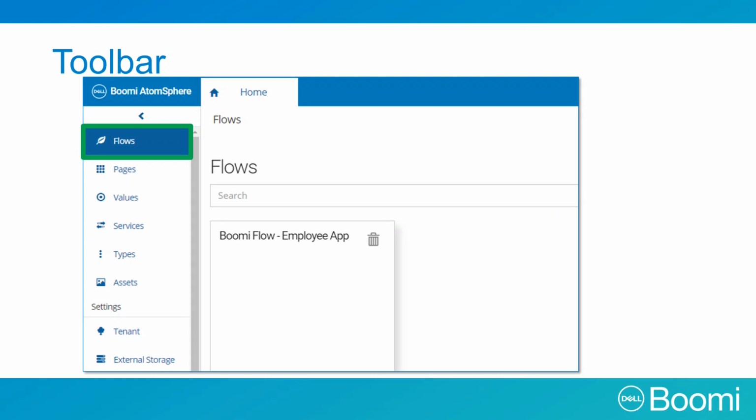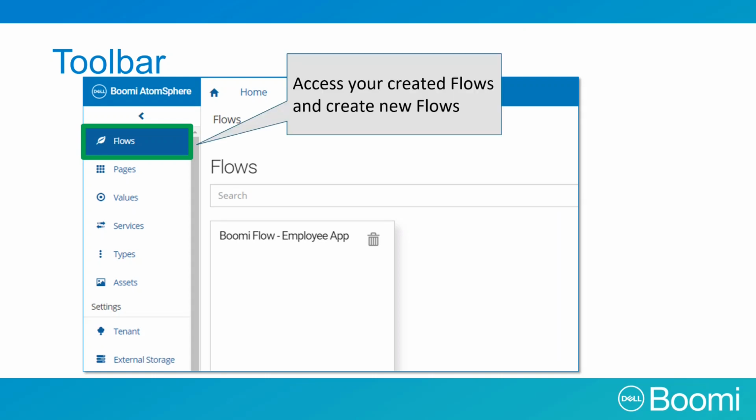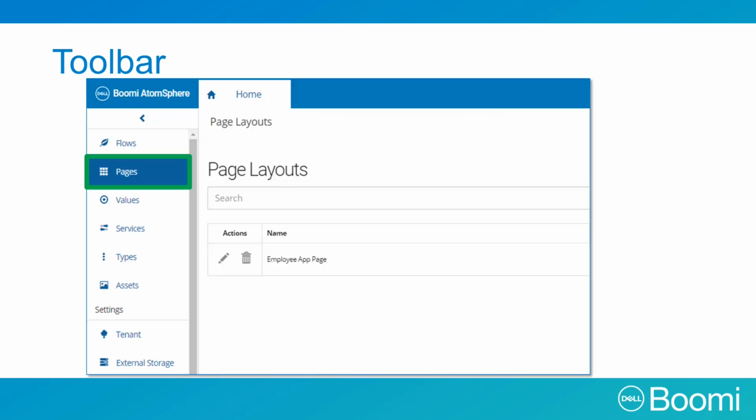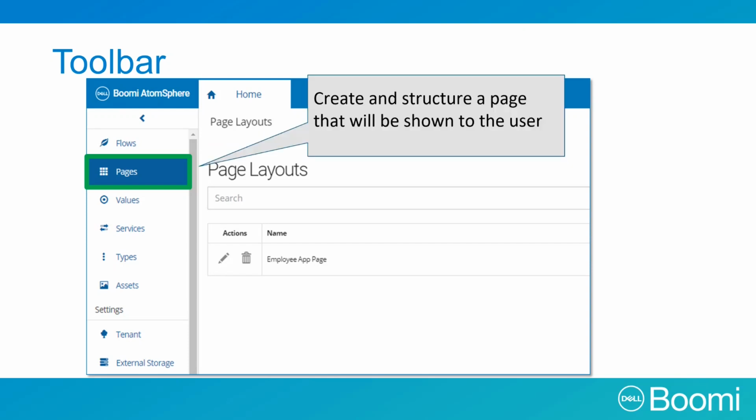The Flows icon is where you are able to access your created flows as well as create new flows. The Pages icon takes you to the page layout screen, where you are able to create and structure a page that will be shown to the user. A page layout is extremely extensible and gives you a variety of options to structure and display rich content.